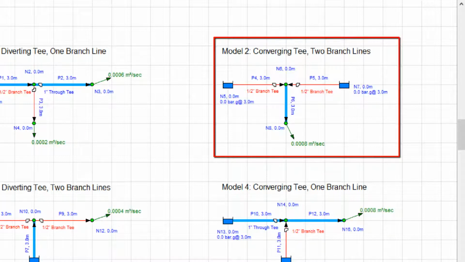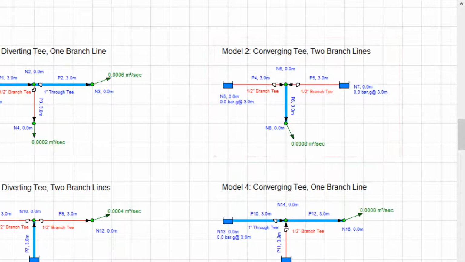Model 2 shows a converging T with two branch lines. A branch T fitting has been added to pipe 4, and a branch T fitting has also been added to pipe 5. In a converging T, we need to add the T fittings to the pipes before the joining node, so that the friction losses are calculated from the fluid velocities in the individual pipes that are joining at the node.